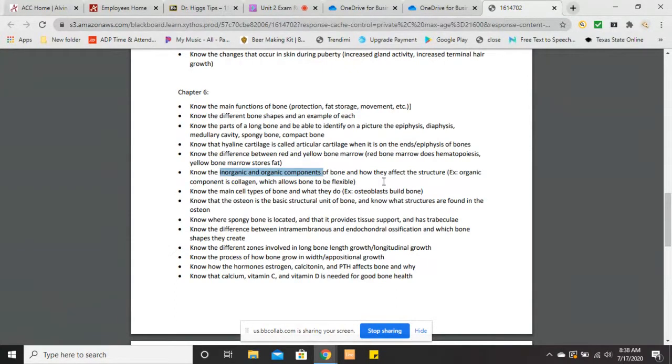And then there's the organic stuff. This is proteins. This is collagen. Collagen is the organic component to your bone. And collagen, you already know, prevents excess stretching while also allowing for some flexibility. So you could imagine, if I were to take away all the inorganic stuff, all the calcium, my bones would get very flexible. Or if I were to take away the organic stuff, my bones would get very hard and brittle. Those are your organic and inorganic components and what happens when you remove them.